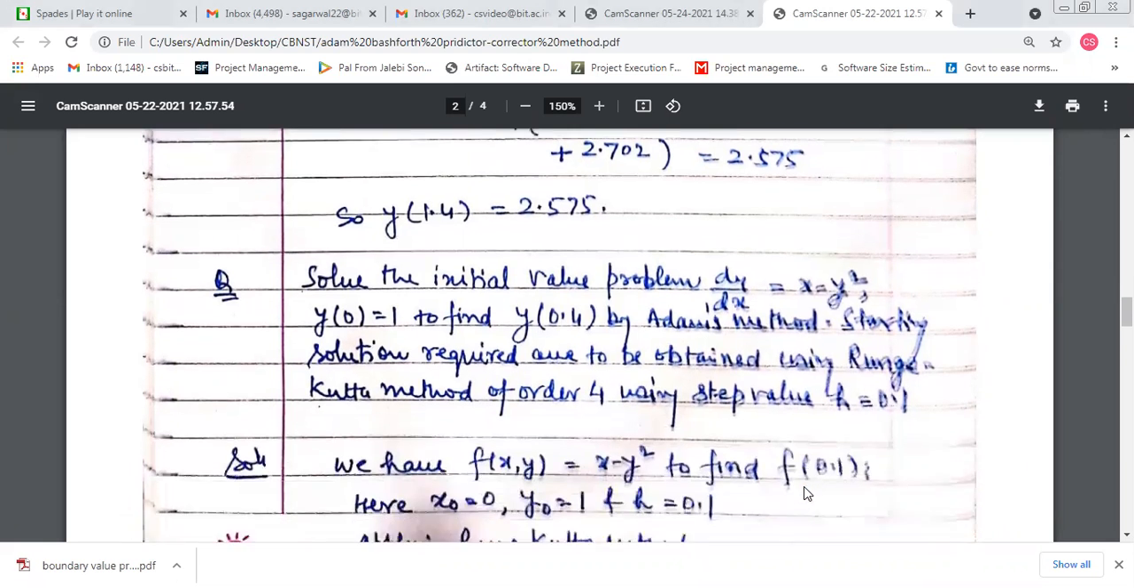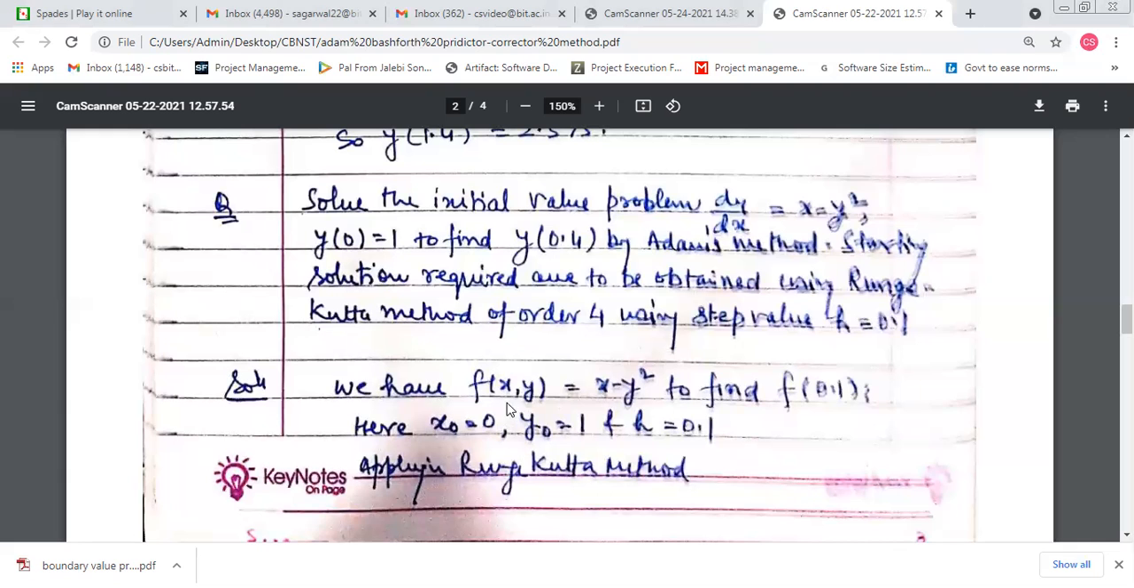So how will we do it? We have f(x,y) given as x minus y square. So to find out the value at 0.1, here x0 is equal to 0 and y0 is equal to 1 and h is equal to 0.1. So we have to apply the Runge-Kutta method to find y 0.1. Similarly, we have to apply the Runge-Kutta method to find y 0.2, then y 0.3.